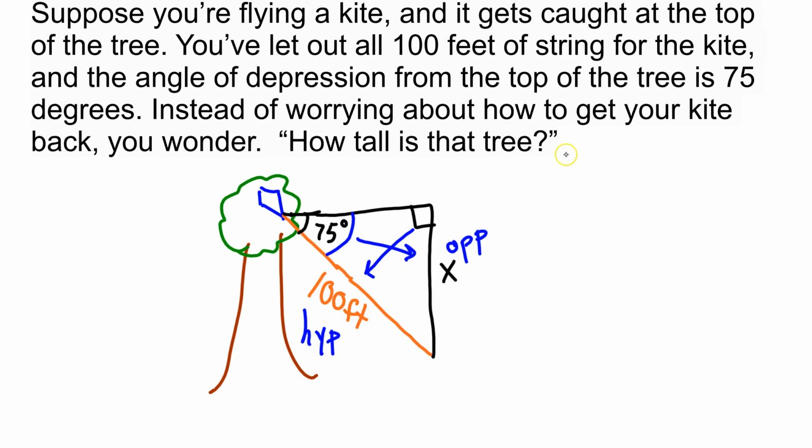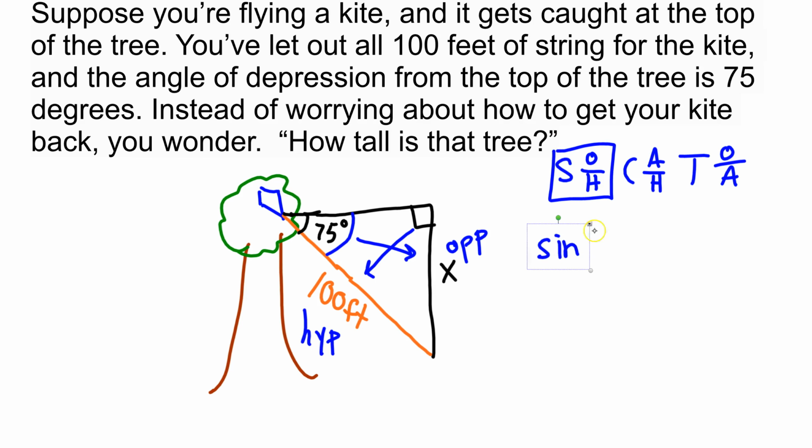Step 3, pick your trig function. So remember sine, opposite over hypotenuse, cosine, adjacent over hypotenuse, tangent, opposite over adjacent. So we have opposite and hypotenuse, that is the sine function. So now what we got to do is write our equation. The sine of our angle 75 is equal to opposite x over hypotenuse 100. From here, we just got to solve this equation for x.